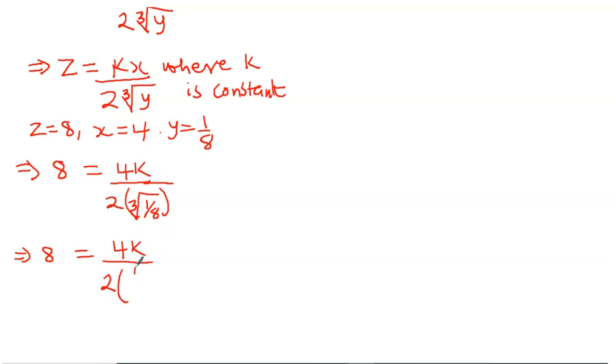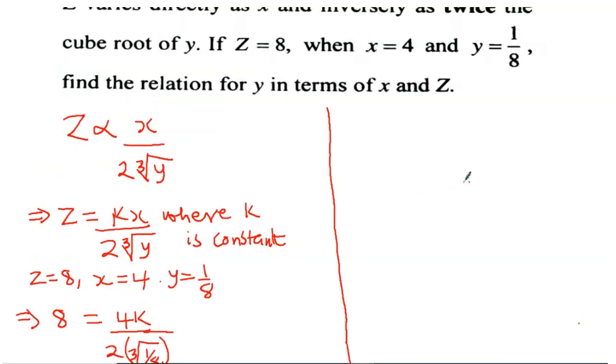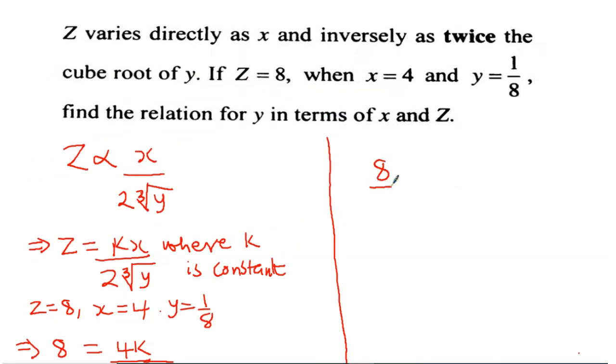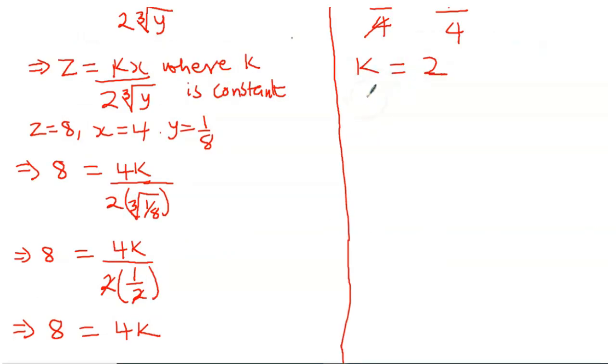So 2 times 1 on 2. So these two will cancel. So we have 8 is equal to 4k. So if that is the case, 8 divided by 4 is equal to 4k divided by 4. So here 2. So k is equal to 2. So knowing the value of k, we need to put it back to actually get the relationship between the variables.